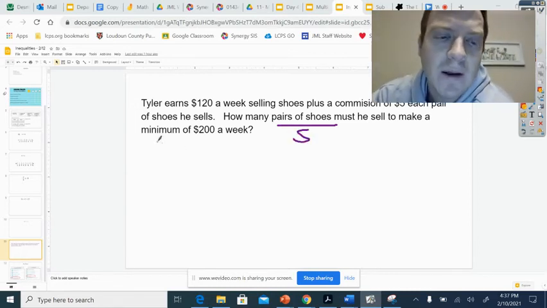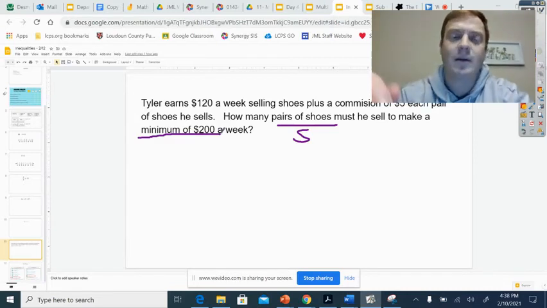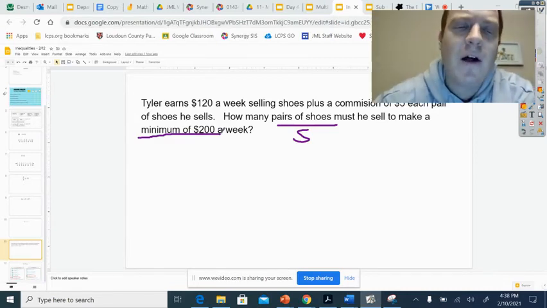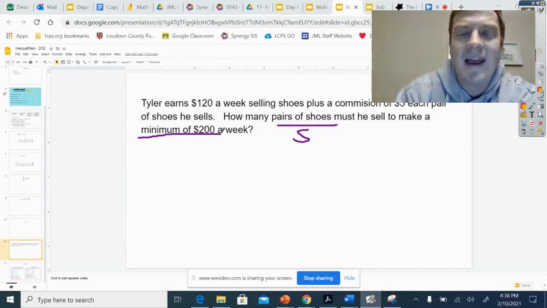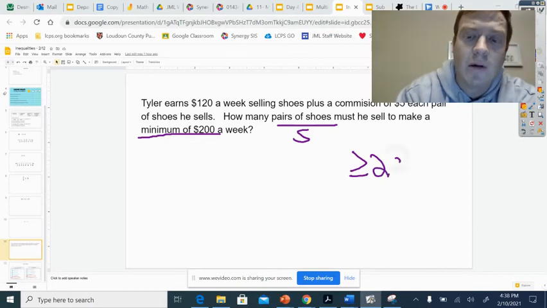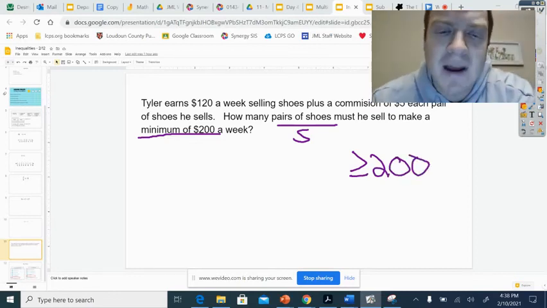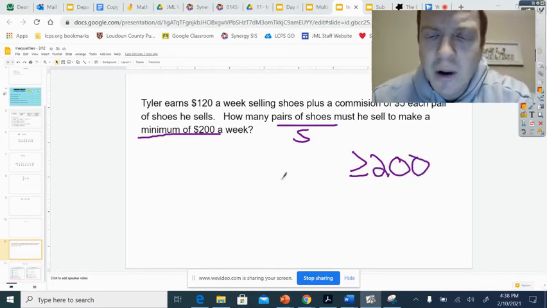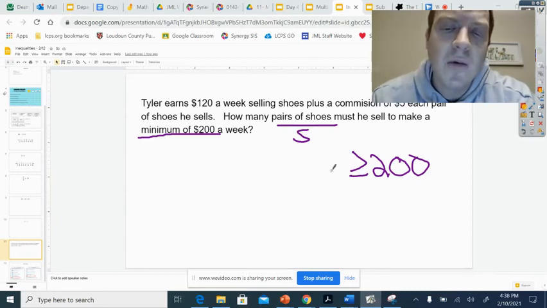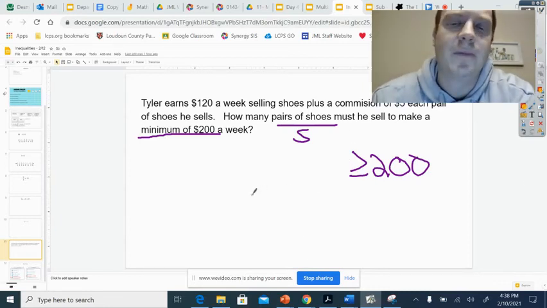Then find your inequality. The inequality is right here. It says a minimum of $200 a week. So if it's a minimum of $200, that means that you need to make at least, more than or equal to $200. If someone says, I need you to make a minimum of $200, that means 200 is the lowest amount you can make. You want to make greater than or equal to 200.